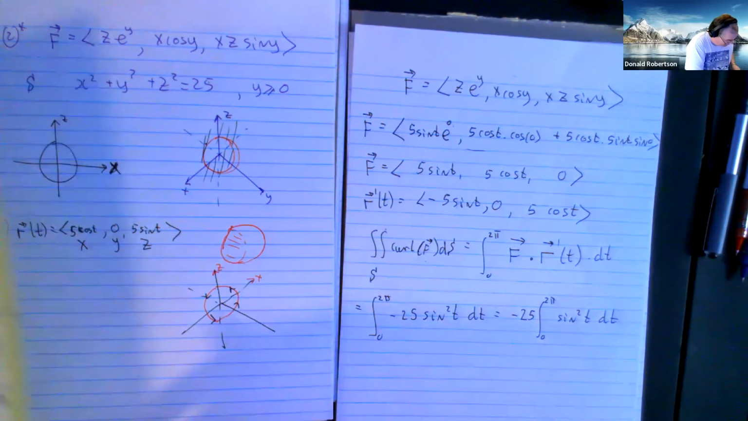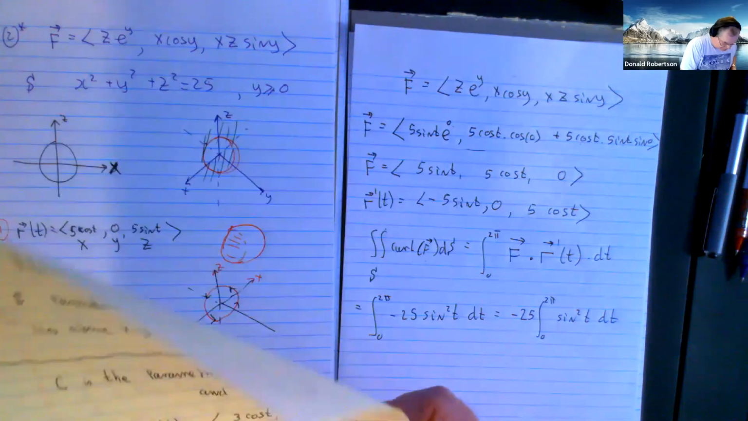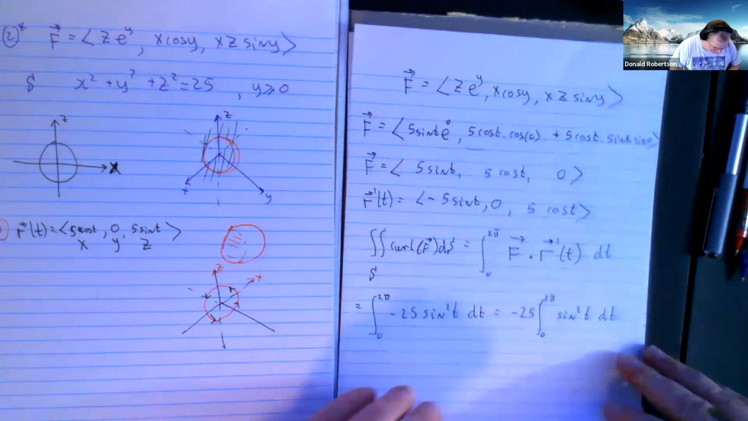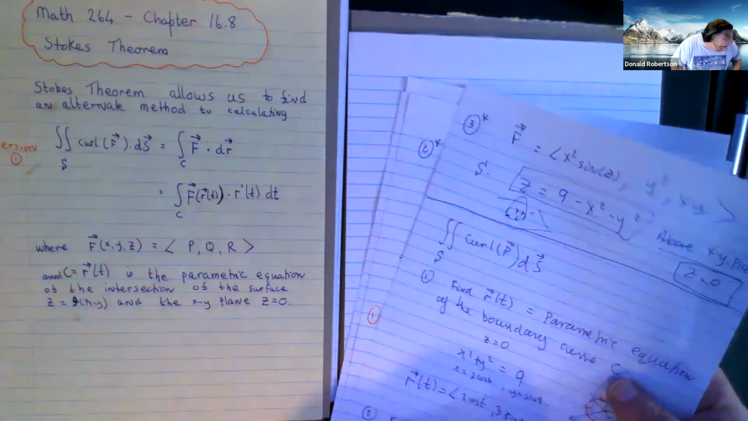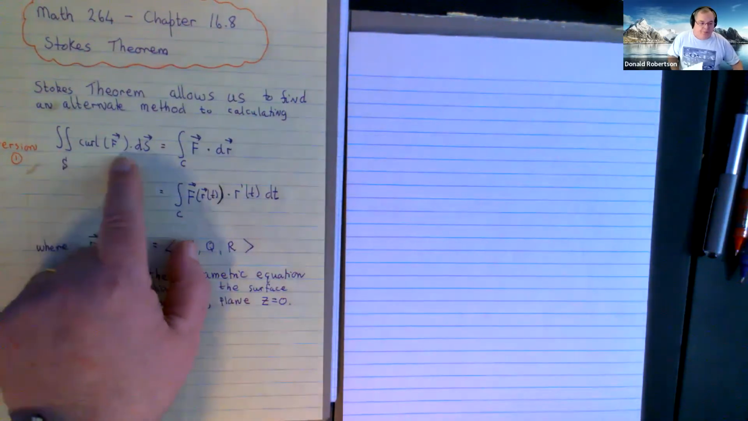That is the end of version 1 of Stokes' theorem. That's the name we give to this method that allows us to find this particular surface integral.